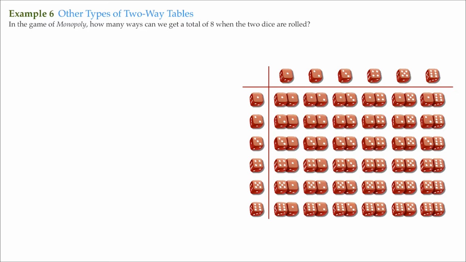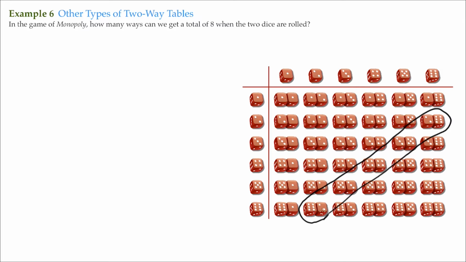And this problem states, in the game of Monopoly, and you should have two die to play Monopoly, how many ways can we get a total of 8 when the two dice are rolled? So if you look right here, right through here, those are the set of dice that total to 8.